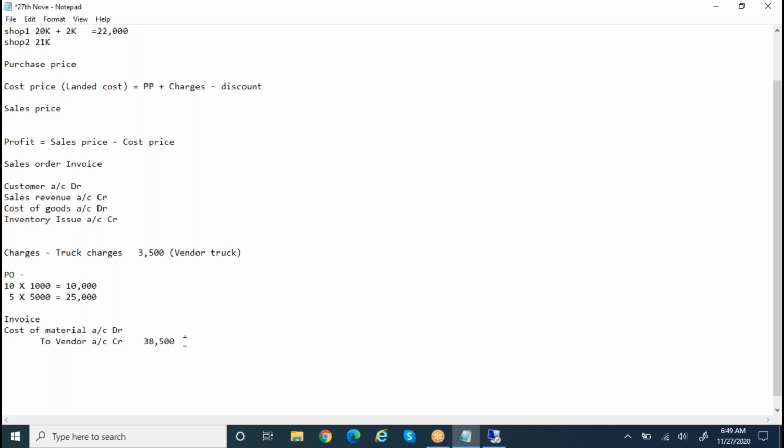So 38,500 means here these charges are credited. How the charges will be posted, whether the charges account should be debited or credited, is a confusion now. Here it is already credited to the vendor. 38,500 means 35,000 plus 3,500 is the amount. That means credit is updated here, then this will be debited. Simple.